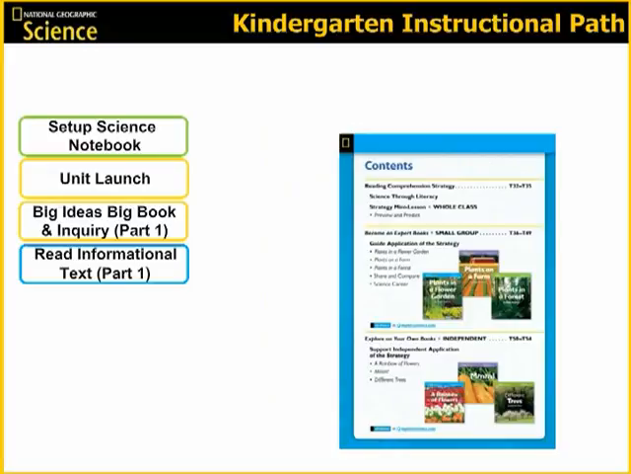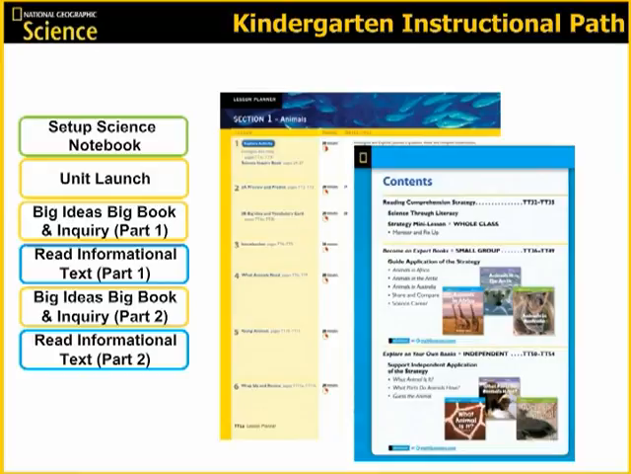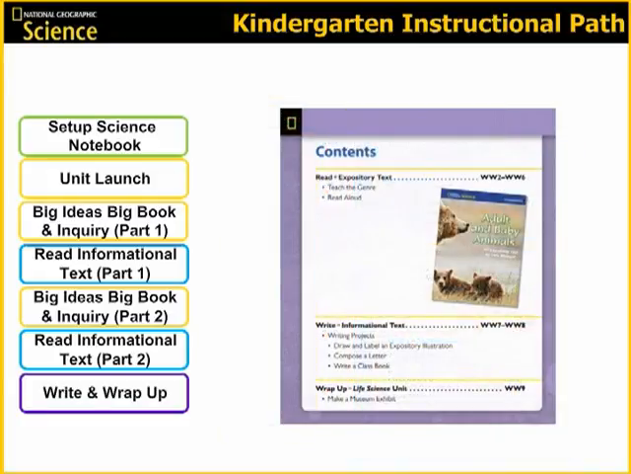Now it's time to read the informational text that corresponds to that part of the unit: Become an Expert and Explore on Your Own books. There are 3 of each. Remember, there are 2 parts per unit, so after reading the informational text for Part 1, follow the same steps, Big Ideas and Inquiry, read informational text for Part 2. Then it's time to write and wrap up.